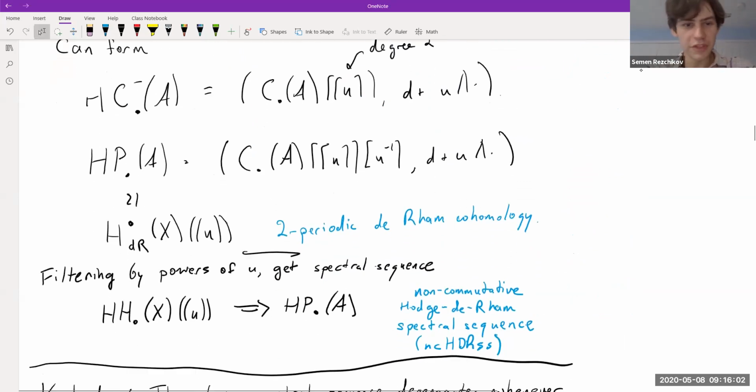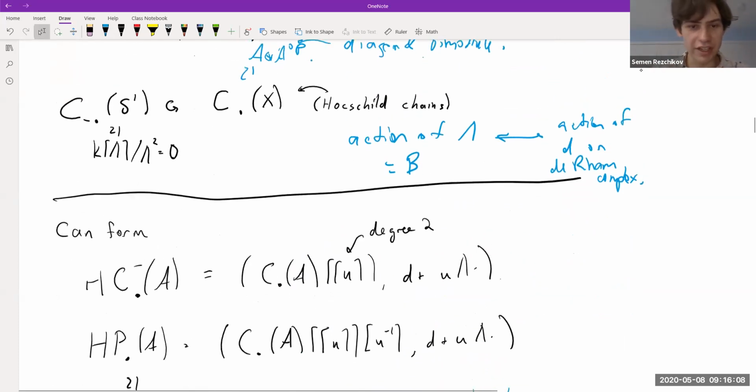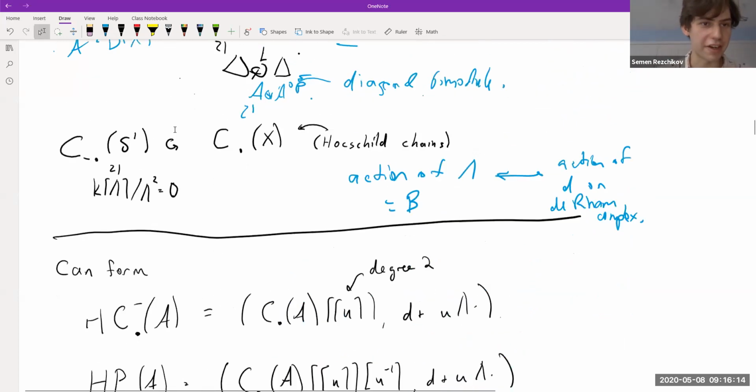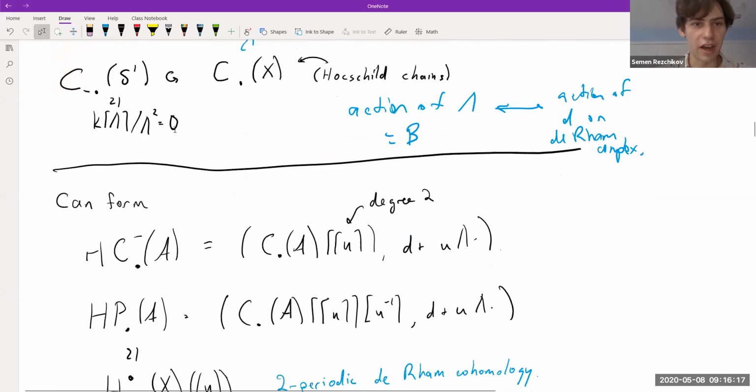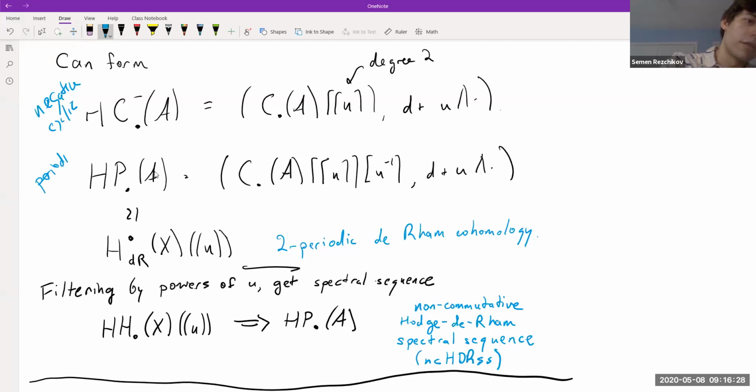So from this data of this operator and this chain complex, we can form some auxiliary complexes. One of them is the negative cyclic homology of this category A, and the other is the periodic cyclic homology. So this is the negative cyclic homology. What you do is tensor by a formal power series ring, or complete with respect to this variable u. The variable u is of degree 2, and you deform the differential by the action of the Connes operator.